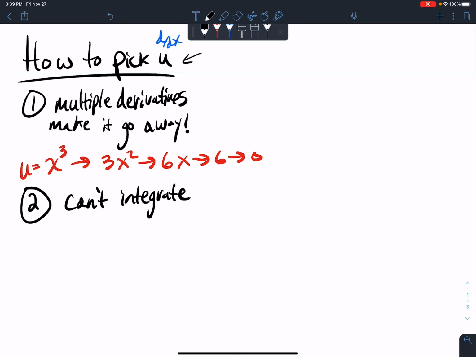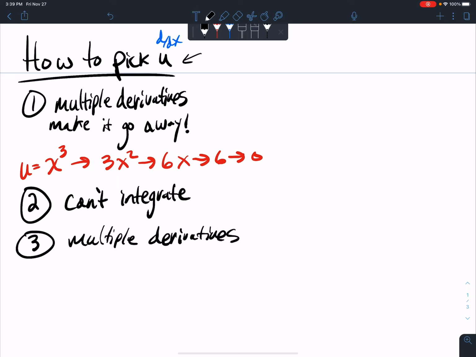So if you can't integrate it, then that's going to be your u. Third, multiple derivatives cycle back to the original.